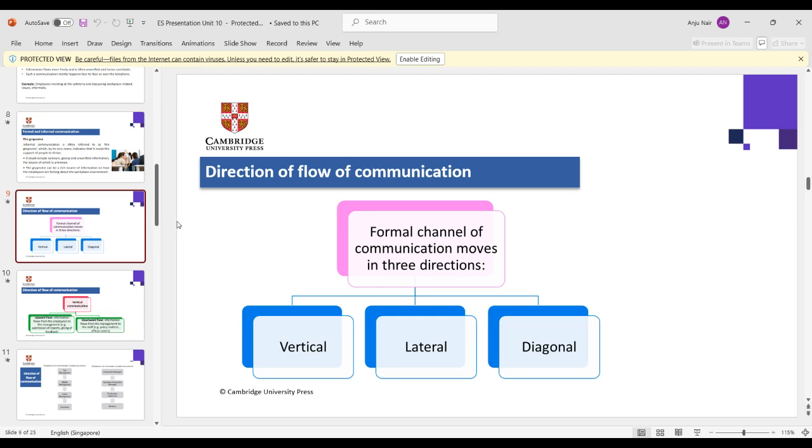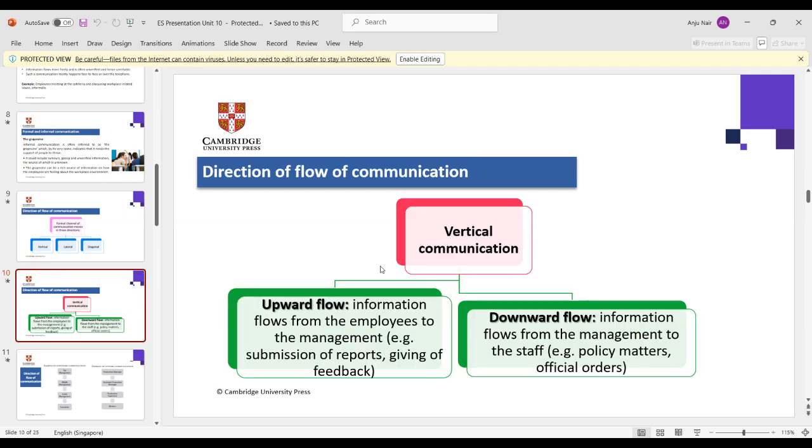Information flows in different channels. There is vertical, that is from top to bottom. Then there is the lateral or horizontal flow of communication, and the diagonal flow of communication. The direction of flow varies, but it very often flows from upward to downward. Downward to upward is very less. The frequency by which communication flows from top to bottom is quick and very frequent, whereas the other way it is very less compared to the downward flow of communication.